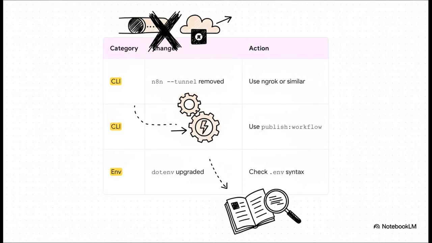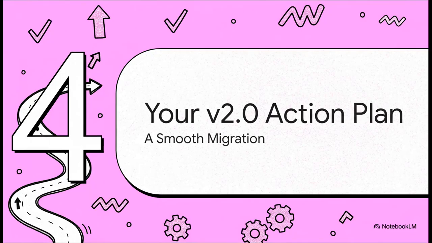And for all of you who live in the command line, there are a few technical updates to be aware of. The built-in tunnel option is gone, so you'll want to use a service like ngrok instead. The command for activating workflows has changed to be a bit more explicit. And finally, the library that reads your .env files got an upgrade. So it's a good idea to just give your file a quick look to make sure your quotes and comments are all set.